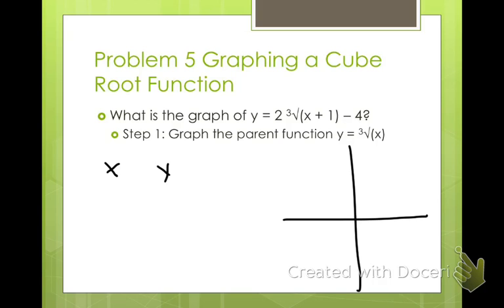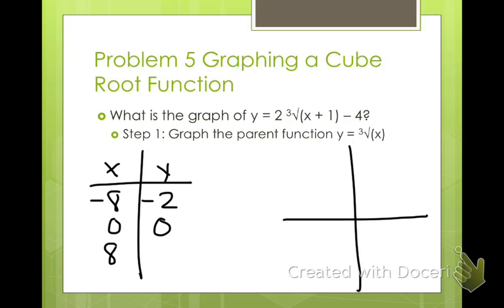Okay, so we're going to pick some points. So, x, y. What are some numbers that we've used so far that are perfect cubes? Well, we have -8, we have 0, we have 8. So the cube root of -8 is -2, 0 is 0, 8 is 2. So we have -8, -2, 0, 0, 8, 2.